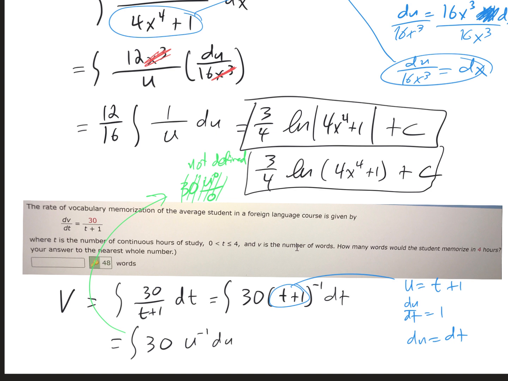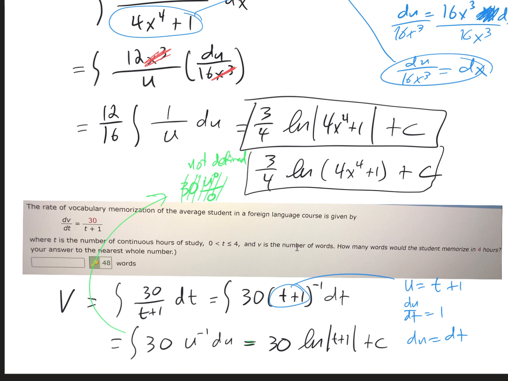But remember that u to the negative 1 is the same thing as 1 over u. So that's 1 over u du. We know that the antiderivative of that, let me switch back to the regular color. The antiderivative of that, we have the constant out there, I guess the coefficient, and then it would be natural log of the absolute value of u plus c. In this case, u is equal to t plus 1.